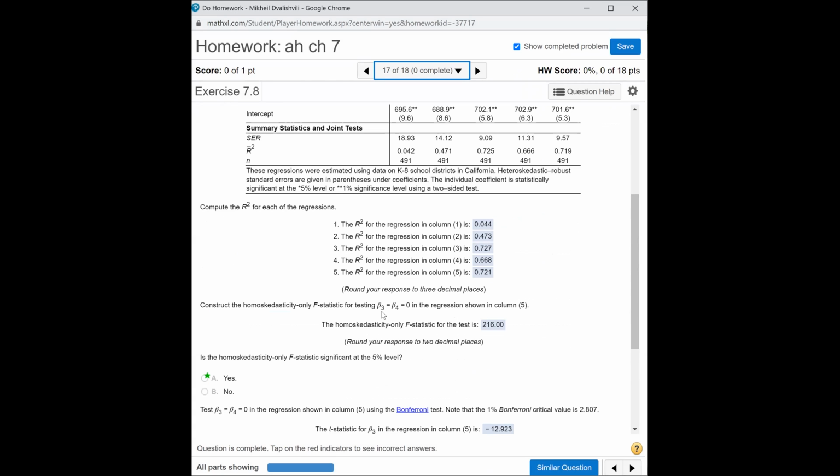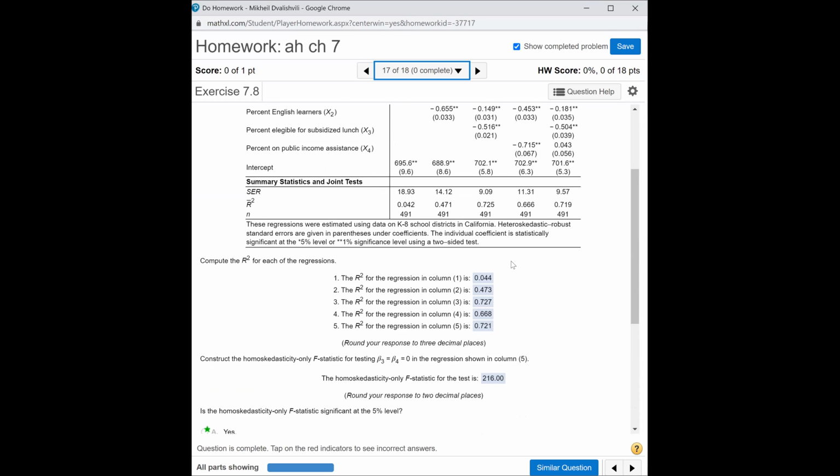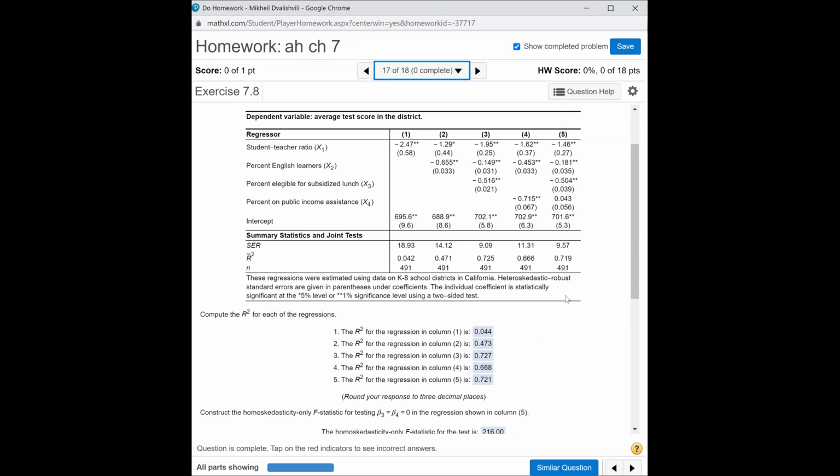So let me say this: beta 3, beta 4. What was your restricted and unrestricted model? Wait, I'm sorry, I'm looking at my other screen. Are we talking about the second question? Do you see my screen? Yeah, I see your screen. It's of the Connect homework.